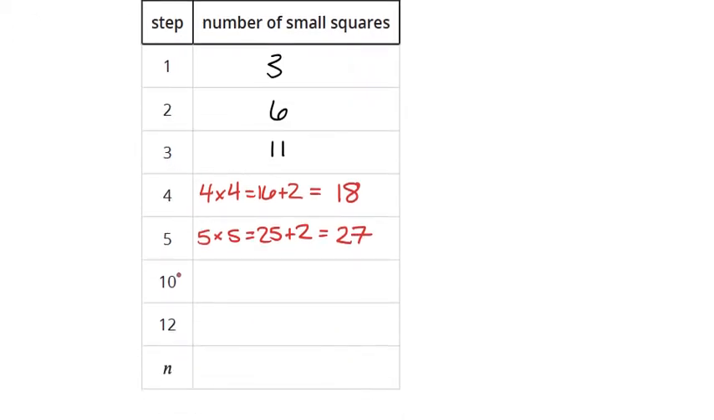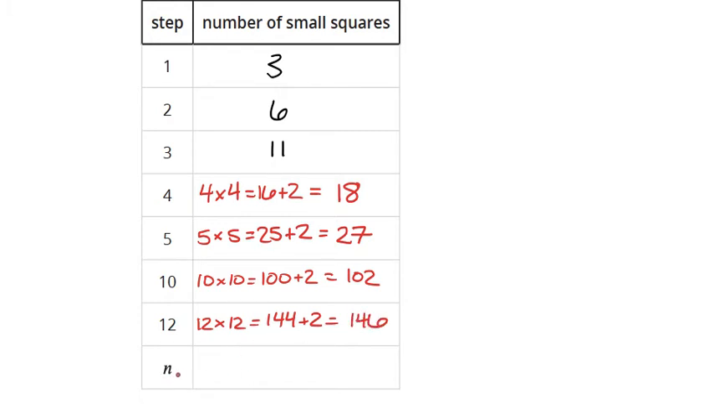Step 10 would have a 10 by 10 square in the middle, 100 small squares, plus the 2 on the ends would be 102. And step 12 would have a 12 by 12 square, which is 144 squares, plus 2 would give me 146.